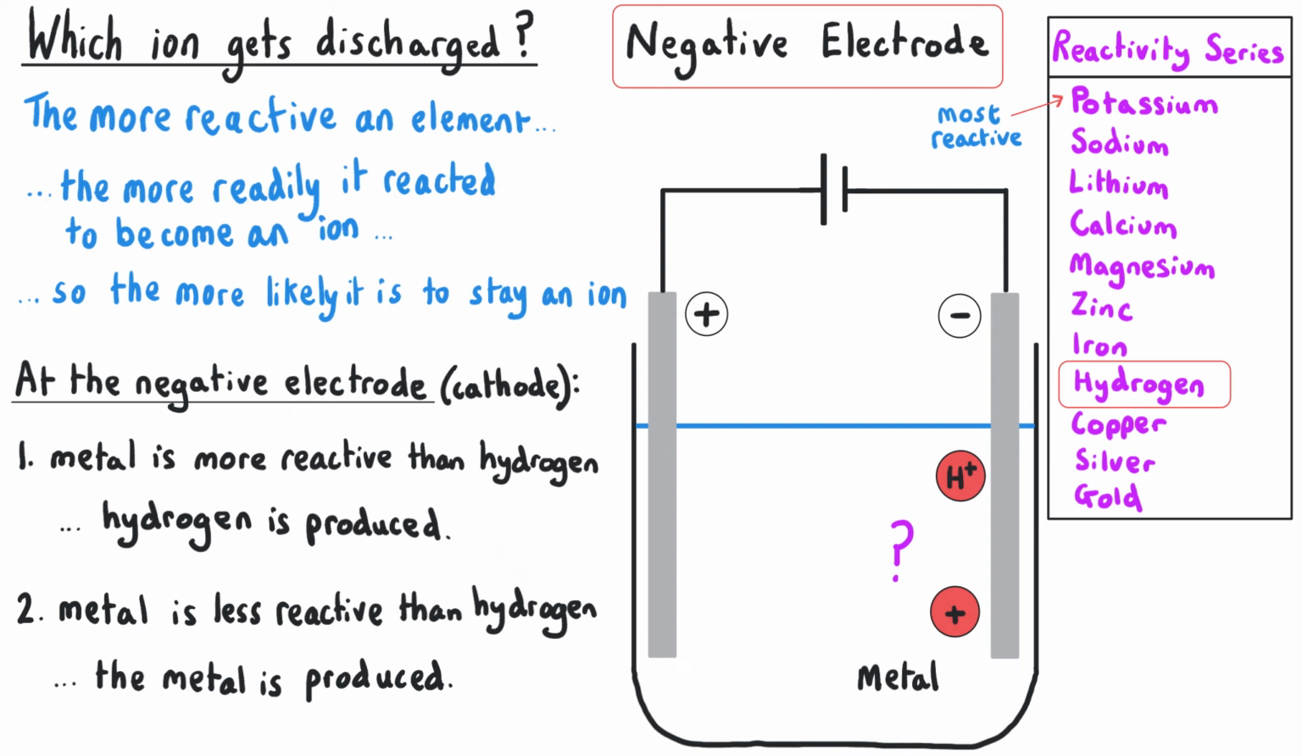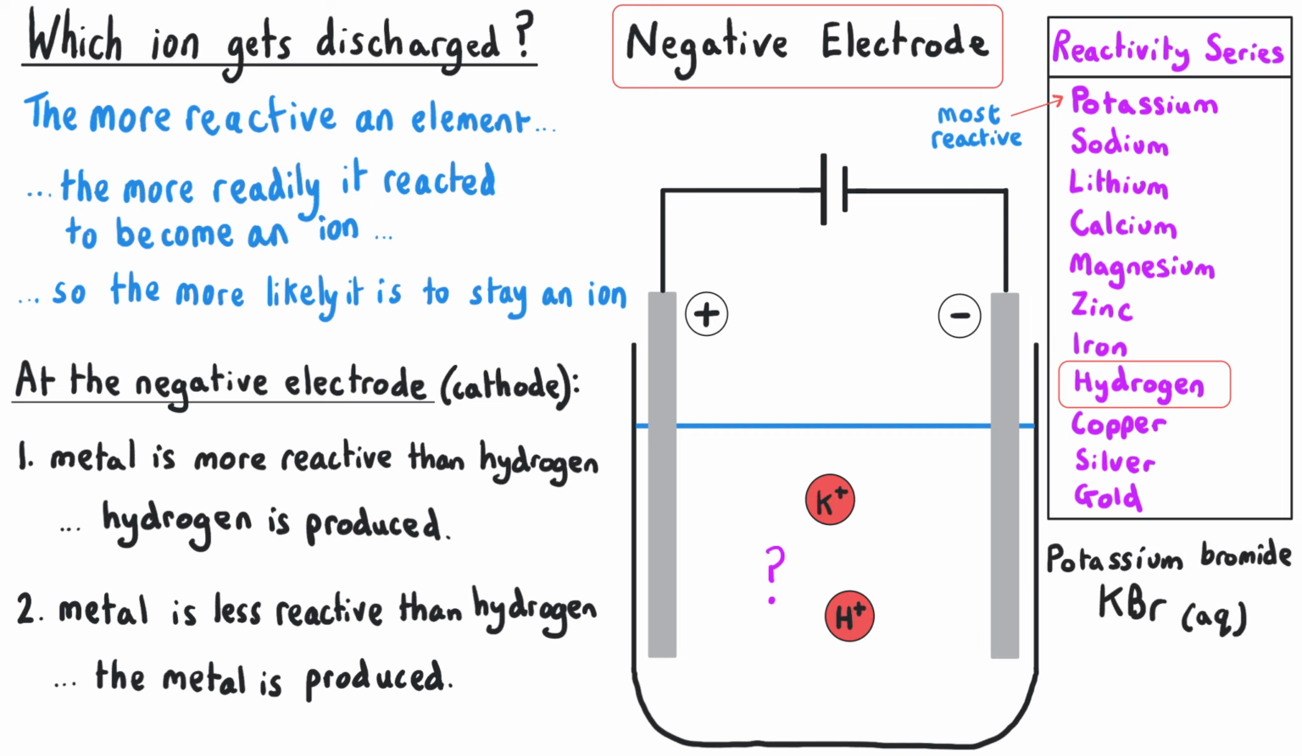And so if we take some examples to practice this, if we first look at potassium bromide solution, which contains the potassium ion and the hydrogen ion, we find potassium at the very top of the reactivity series, and so it is more reactive than hydrogen.